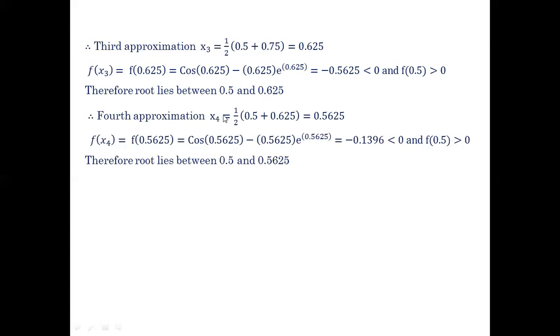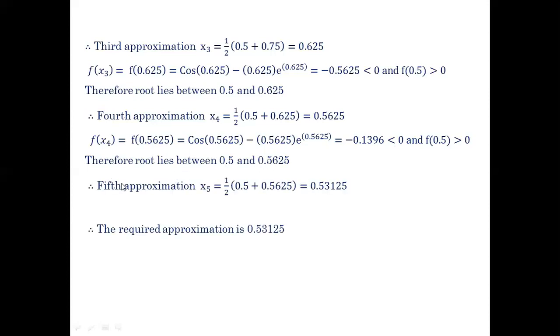Therefore, the fourth approximation is x4 equals 1 by 2 into 0.5 plus 0.625, which is equal to 0.5625. Find out f of x4. The x4 is 0.5625. So, cos x minus x into e power x, that is cos of 0.5625 minus 0.5625 into e power 0.5625, which is equal to minus 0.1396, less than 0. And f of 0.5 is more than 0. Therefore, the root lies between 0.5 and 0.5625.